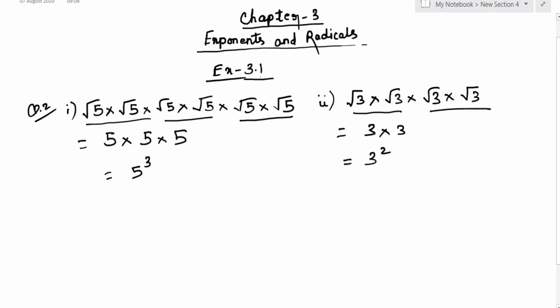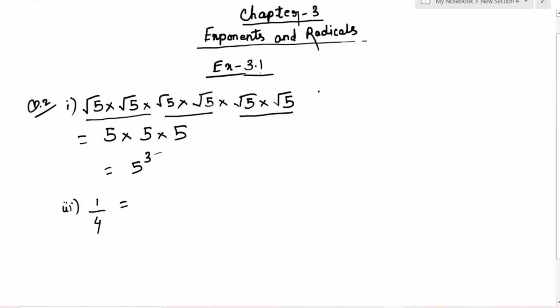Next is the third one, that is 1 by 4. You can bring the 4 on the upside as 4 to the power plus 1, and it will come towards up and become 4 to the power minus 1. And you know that 4 is the square of 2, which can be written as 2 into 2, whole to the power minus 1. On further solving, it becomes 2 to the power whole square to the power minus 1. So that will become 2 to the power minus 2.